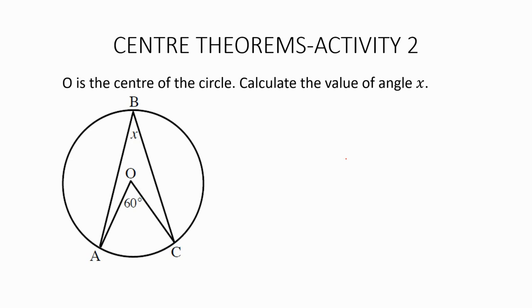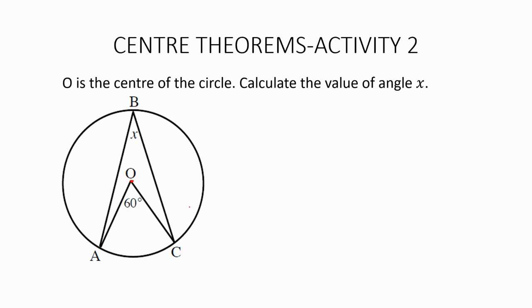Now, this is question 1. O is the center of the circle. So O is the center of the circle. Right, so what do we do here? Check where is the center. This is O, the center of the circle is here. Right, and then calculate the value of x.